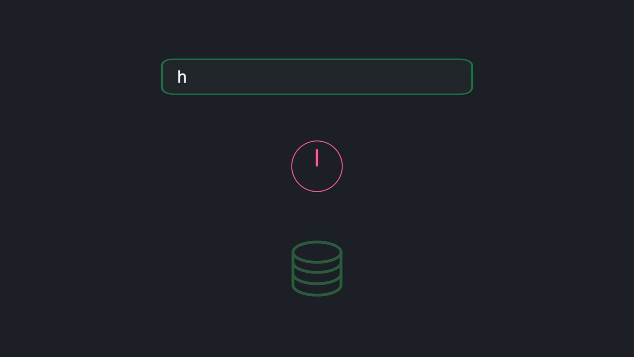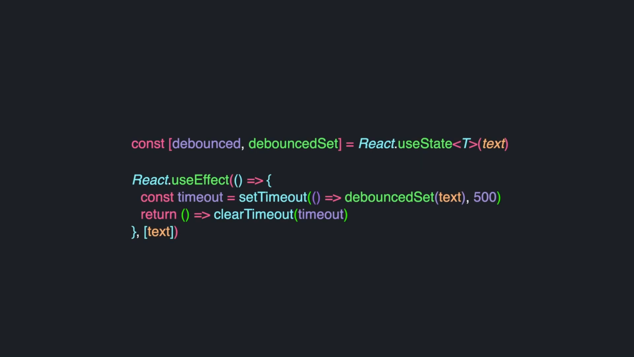Let's see how to implement this in React. If you look at my code on the screen, useEffect takes in text as a dependency. This means every time the state of text changes, useEffect will trigger and create a timeout that sets debounced to the value of text after 500 milliseconds.